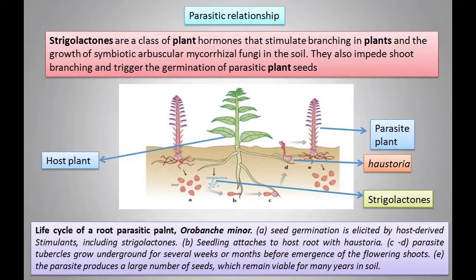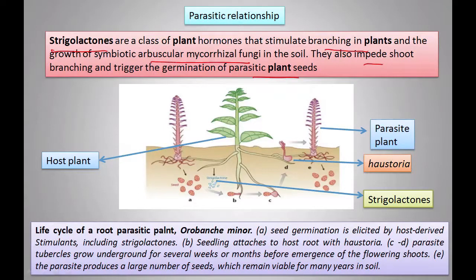Another relationship is the parasitic relationship. In a parasitic relationship, one is harmed and the other is benefited. I am going to discuss one example: there is a class of plant hormones known as strigolactones. When these are added to plants, they stimulate branching in the plants and growth of symbiotic arbuscular mycorrhizal fungi in the soil. But they also impair shoot branching and trigger germination of parasitic plants.